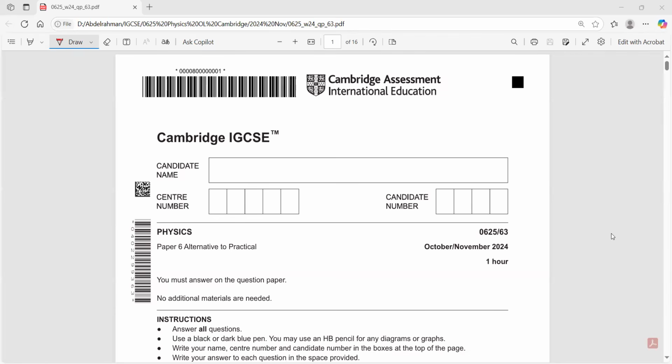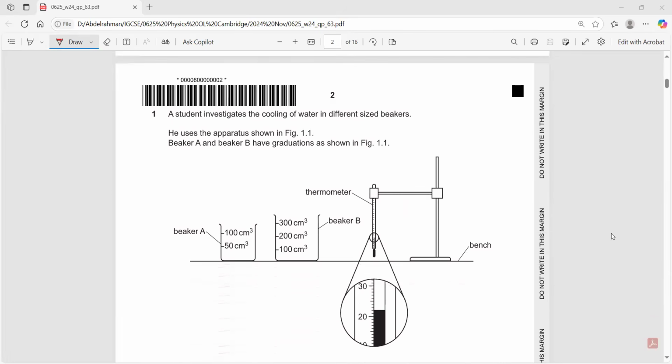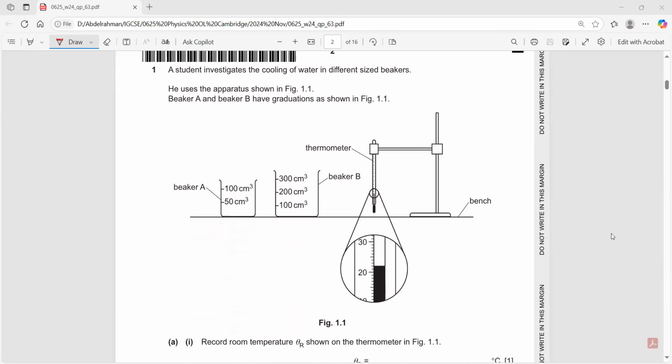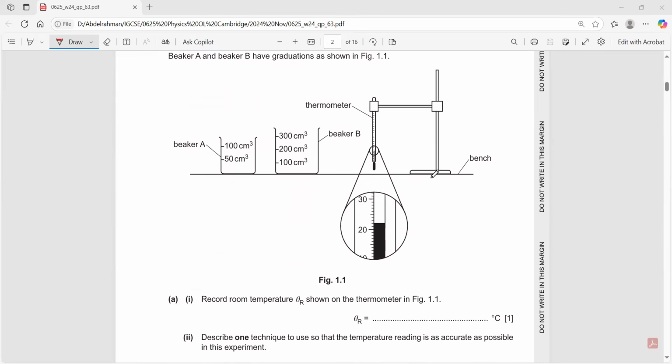Okay, November 2024, paper 6, variant 3. Question 1, the student investigates the cooling of water in different sized beakers. He used the apparatus shown in 1.1. Beaker A and Beaker B have graduations as shown in figure 1.1. So Beaker A has graduations of 50 centimeters cubed, 100 centimeters cubed, and B has 100, 200, and 300.